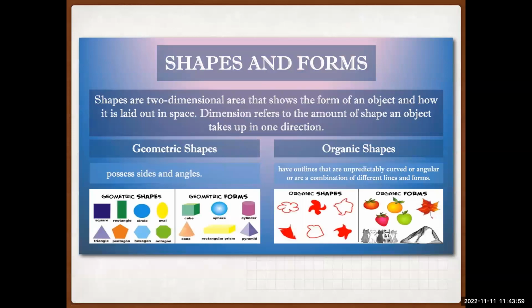Now, shapes and forms are two-dimensional areas that show the form of an object and how it is laid out in space. Dimension refers to the amount of space an object takes up in one direction. Say, for example, geometric shapes possess sides and angles, while organic shapes have outlines that are unpredictably curved or angular, or are a combination of different lines and forms, such as this. As you can see in the examples, right?